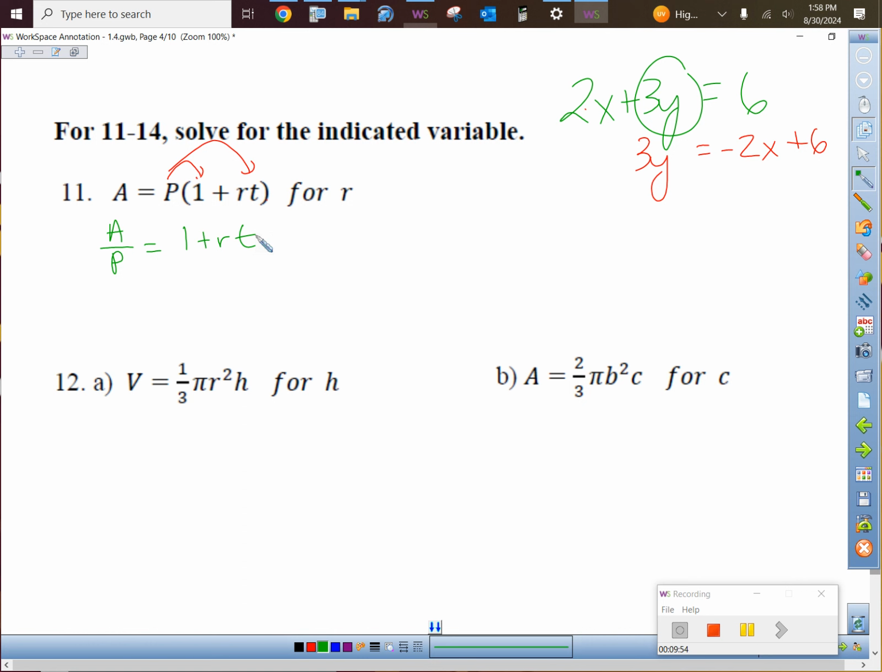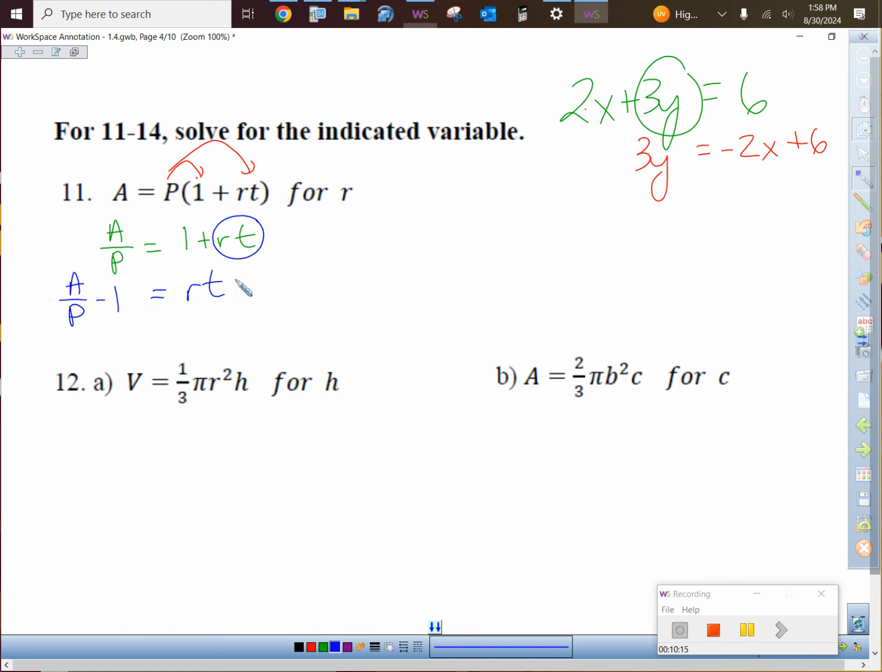So I'm trying to get the term with the r in it all by itself. Do you see there is like a plus 1 in front of it, right? I got to move that over. How do you get rid of a plus 1? Subtract 1. So I'm going to have a over p minus 1 equals RT.